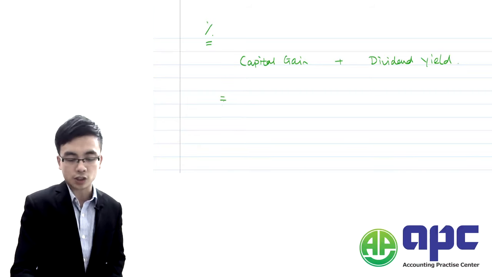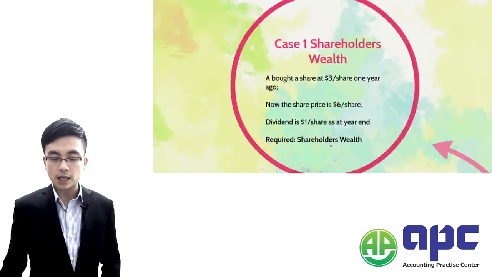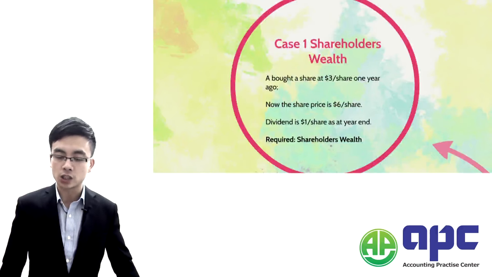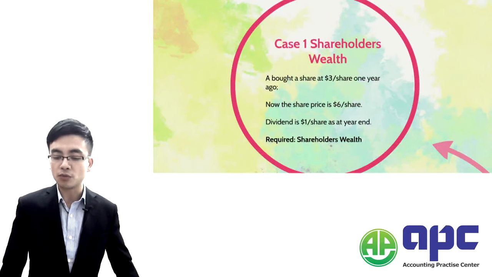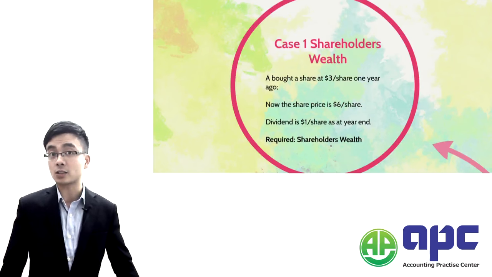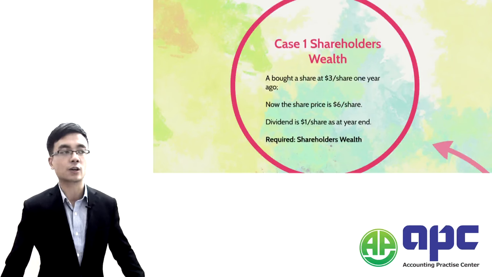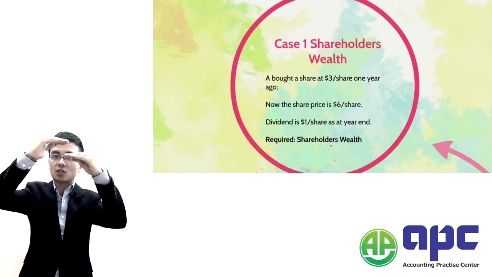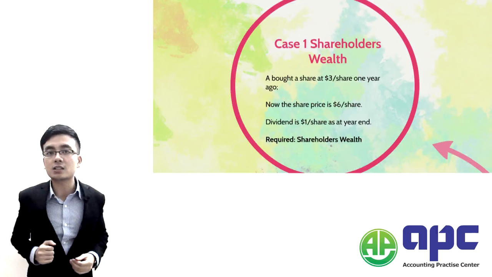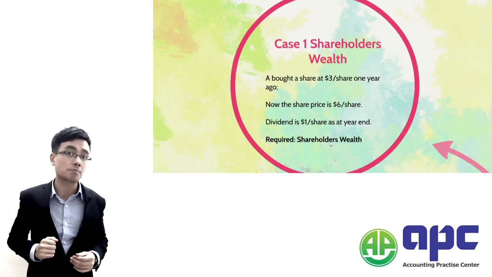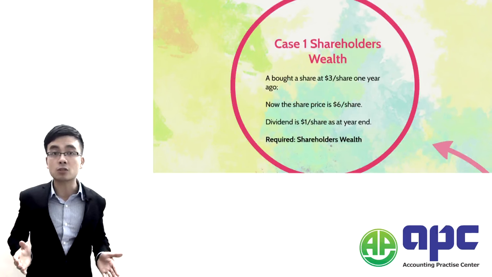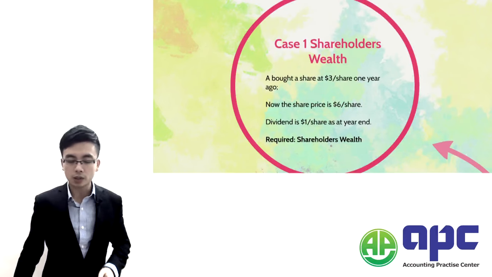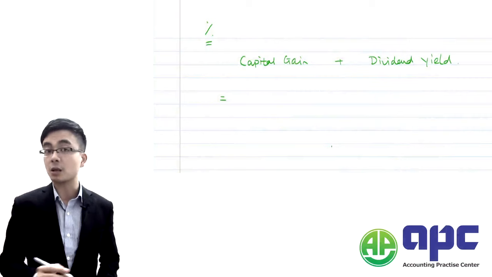In the question, it said A bought a share at $3 last year, but now the share price is at $6. So initially you buy at $3, but now it rises up to $6. As a result, it's the capital gain. You can think about it, the price has doubled, yeah? So how are we going to reflect this double?